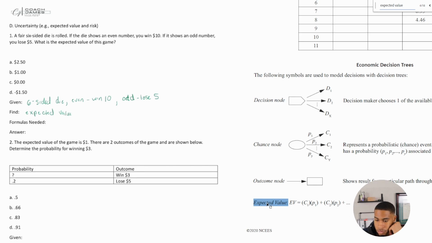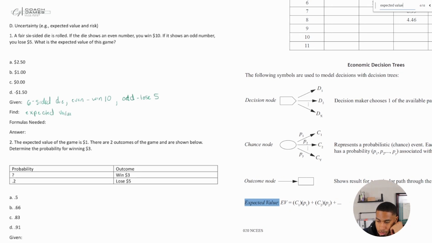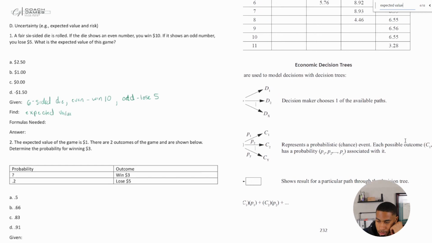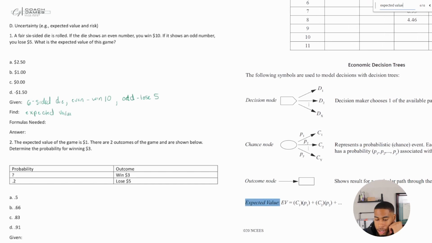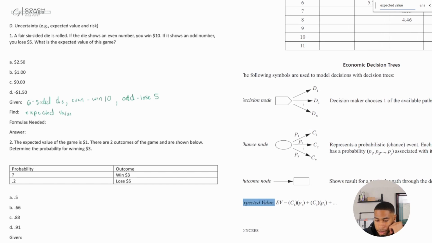So expected value, EV, is equal to C1. What is C1? The possible outcome is C1. P1 is the probability. So C1 times P1 plus C2 times P2 and so on. All right, so that's how we get our expected value.